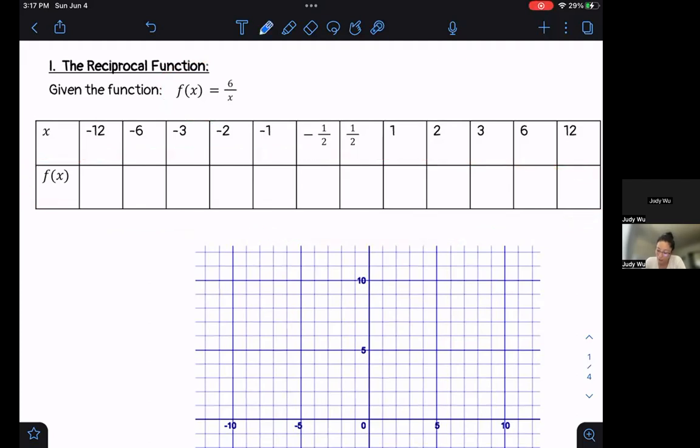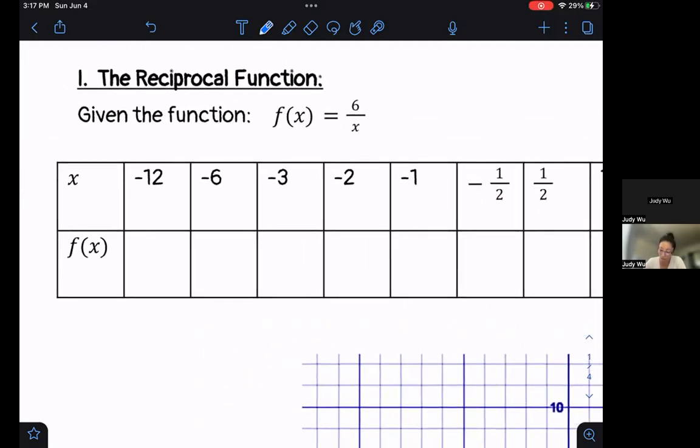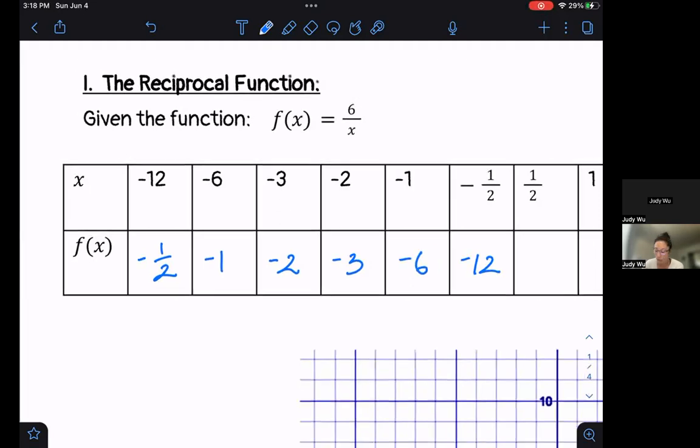All right, so if I plug negative 12 in for x, I'm going to get 6 over negative 12, or negative 1/2. If I plug negative 6 in for x, I get negative 1. If I plug in negative 3, I get negative 2. If I plug in negative 2, I get 6 divided by negative 2 is negative 3. And if I plug in negative 1, I get negative 6. And last but not least, if I plug in negative 1/2, I'll get a negative 12, right? And so before I do the rest of the points, I'm going to go ahead and plot these 6 points on our grid.